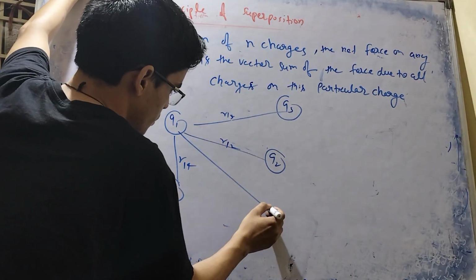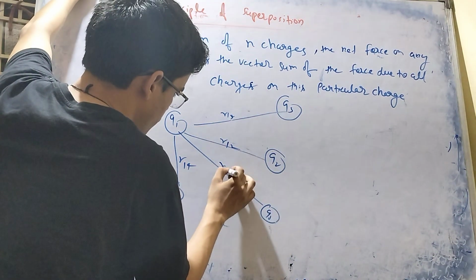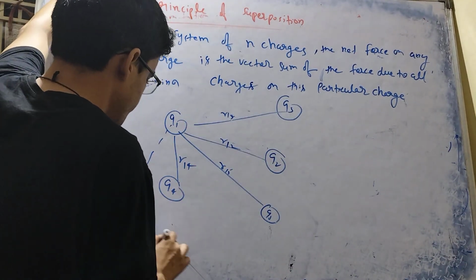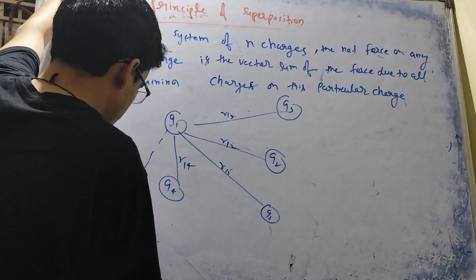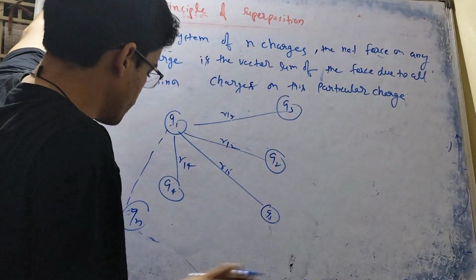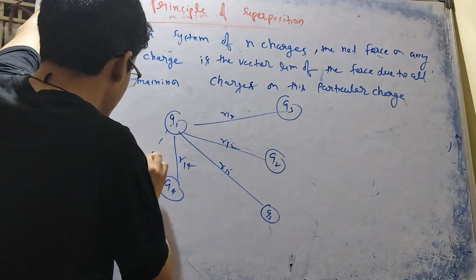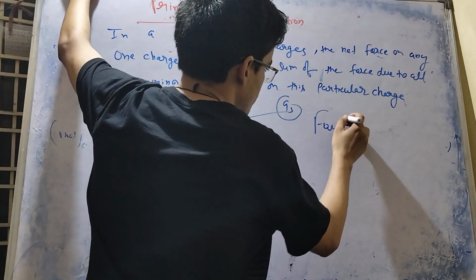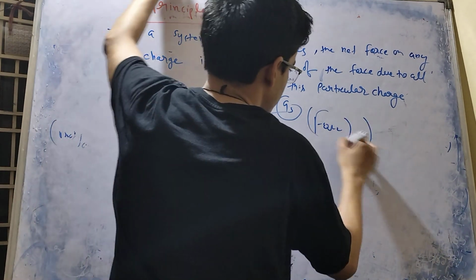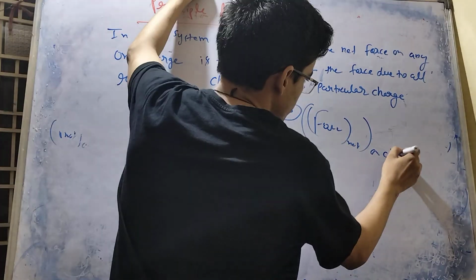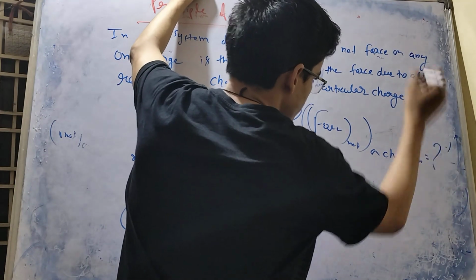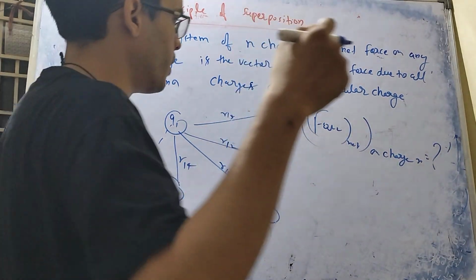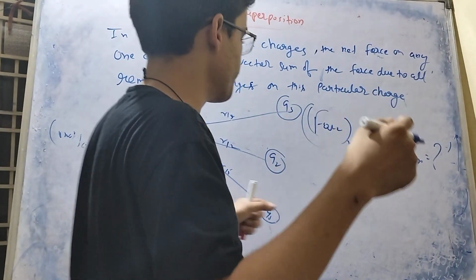And this suppose R15. Simply I am asking, and suppose one another charge here. Q1, Q2, Q3, Q4, Q5, like that. This is R1N. I am asking one question: the net force on charge N. How can we solve this question? Means we have many charges present and I want to calculate the net force on charge N here.